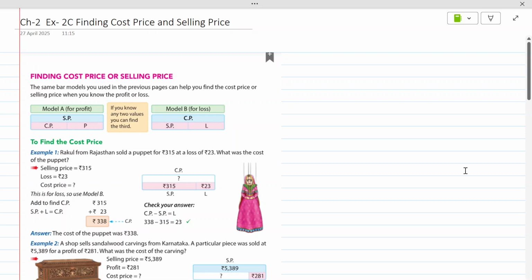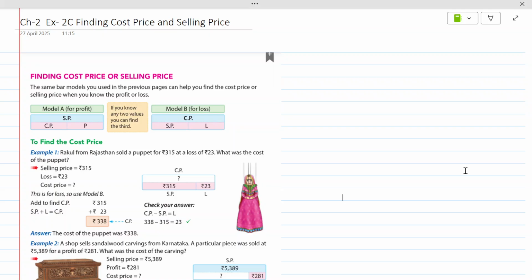Hello kids, in our last class we have studied about profit, loss, selling price and cost price, and we have done the exercise based on that. Now we are further moving into this chapter where we have to find out the cost price, selling price, profit or loss depending upon the scenario given.